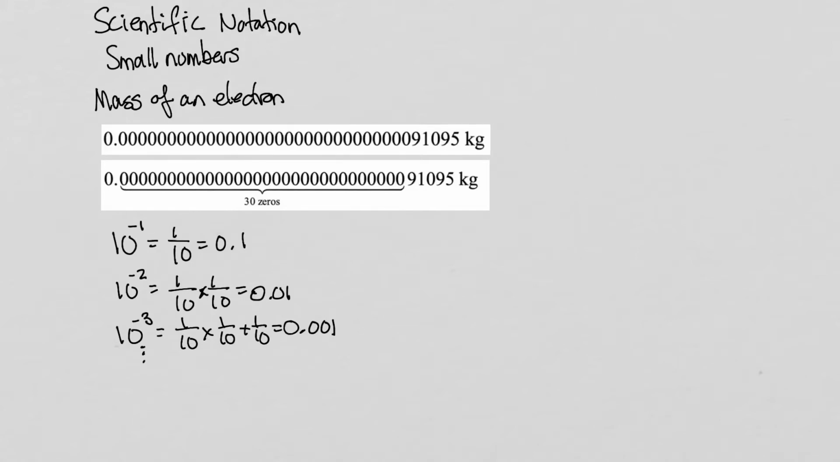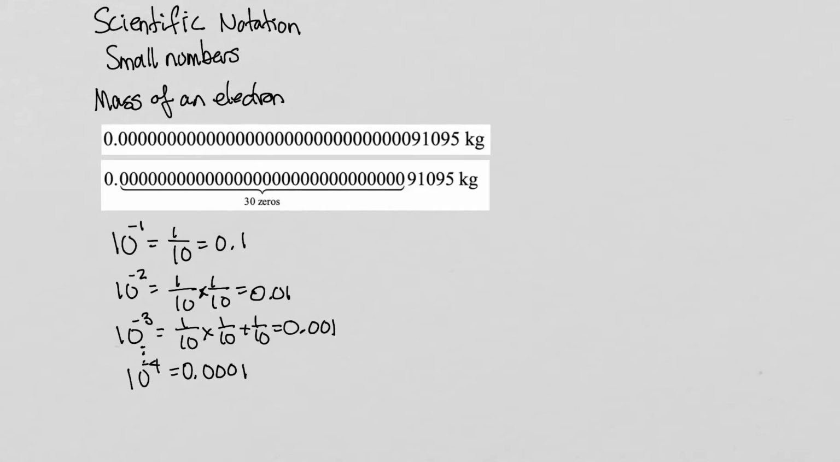So maybe you see a pattern here. The exponent tells me how many places to the right is the 1. So the exponent is negative 1. That 1 is 1 place to the right. Negative 2, we have to go 2 places to the right to get to the 1. Negative 3, the 1 is located 3 places to the right. If it was 10 to the negative 4, we would have 0.0001, 4 places to get to the 1.